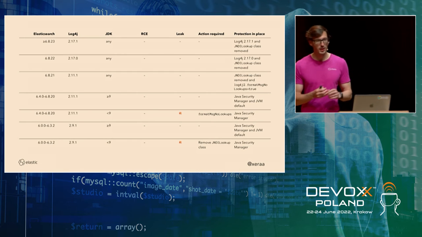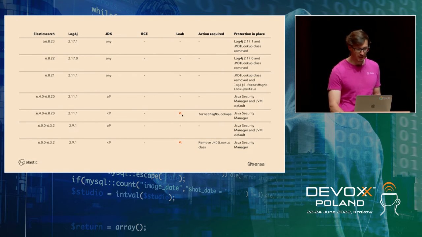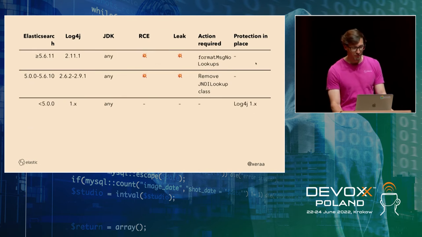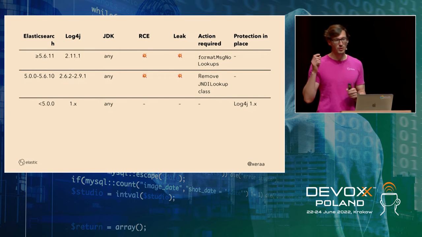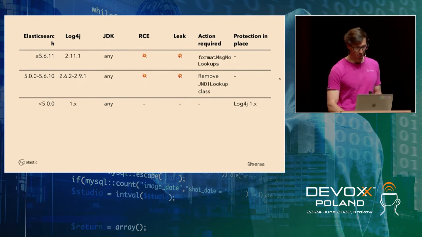So if you were using an older version of Elasticsearch, you still only had an information leak with older JDK versions. And it was the same mitigation applied with format message no lookups because the Java Security Manager protected you again. And then we did the same patch level dance that we did with 7.x. 5.x, which is no longer supported and there are no security updates, unfortunately doesn't use the Security Manager as strictly as our later versions. And there you had a remote code execution. So in any version there you have a remote code execution.